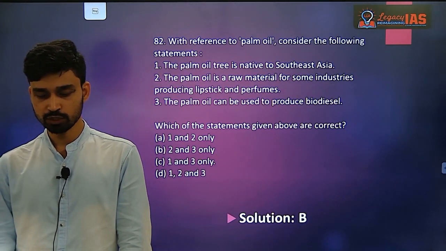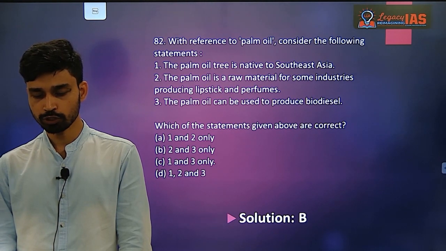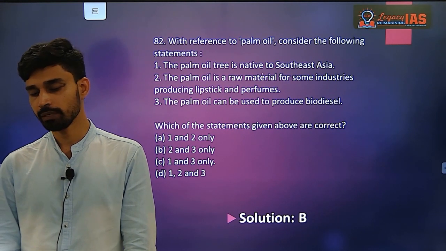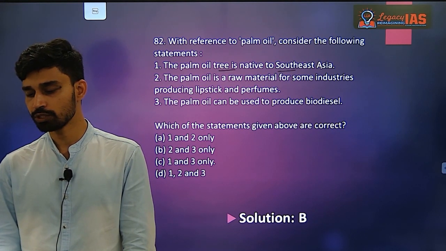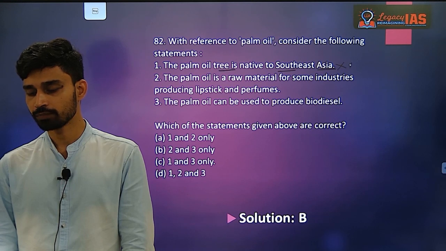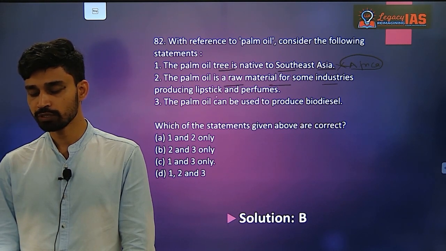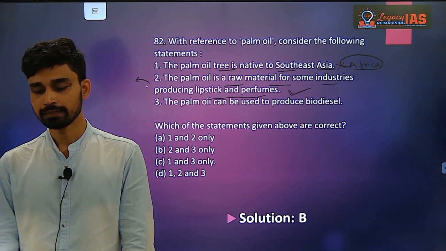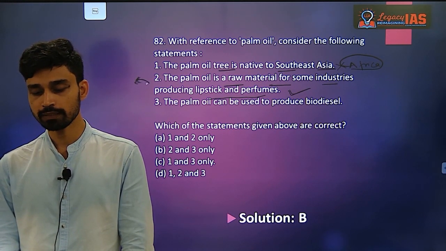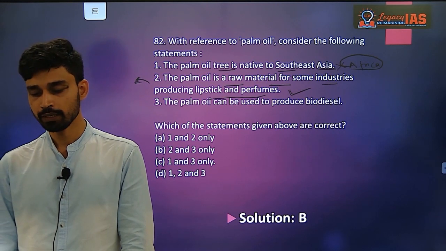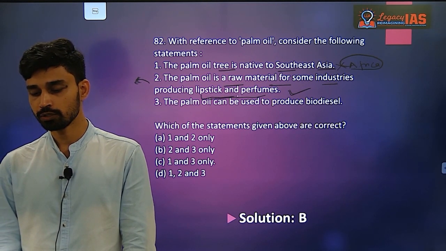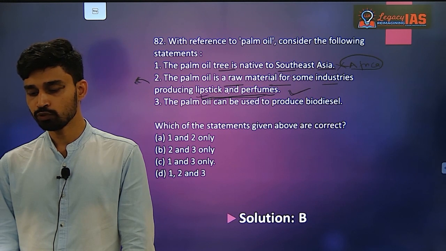Now, coming to the next question, regarding palm oil. The question has been asked: with reference to palm oil, consider the following statements. First is, the palm oil tree is native to Southeast Asia. This statement is incorrect. The palm oil tree is native to Africa. Second is, palm oil is a raw material for some industries producing lipsticks and perfumes. This statement is correct, because palm oil has the property that it can hold the color for a longer period of time, and it is also edible. So, that is why it can be used in lipsticks and perfumes.